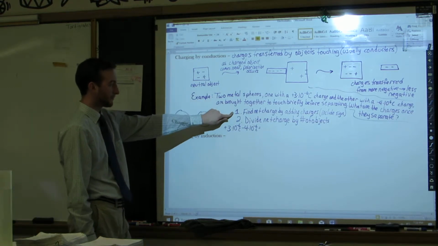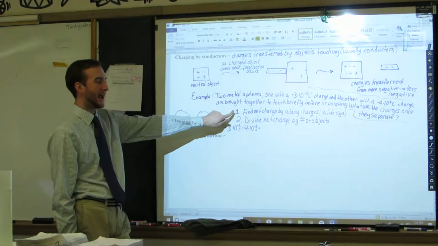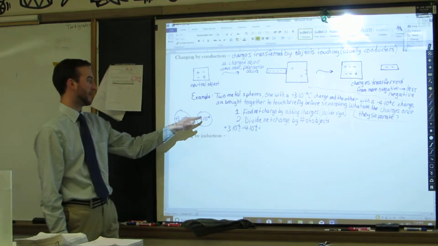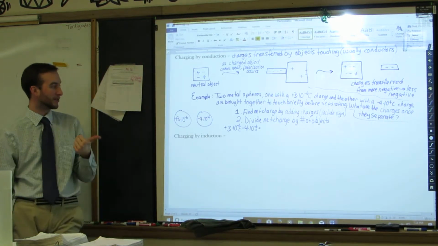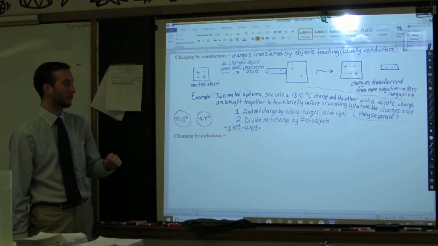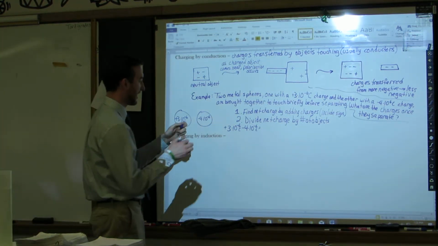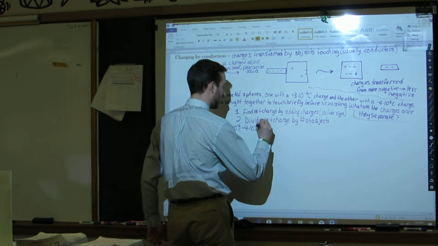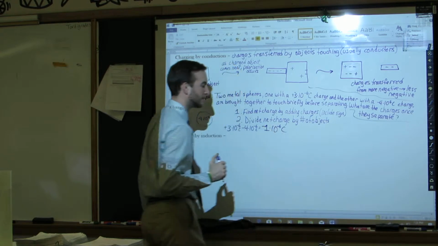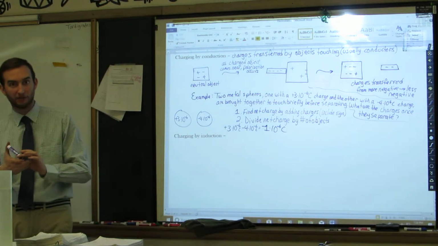First step, find the net charge by adding the charges together. You need to include the sign for this. You can't just do 3 times 10 to the negative 6 and 4 times 10 to the negative 6. This is a negative, you need to include that. So let's do that. We add those together, we end up with negative 1 times 10 to the negative 6 coulombs. That means the net charge is negative.